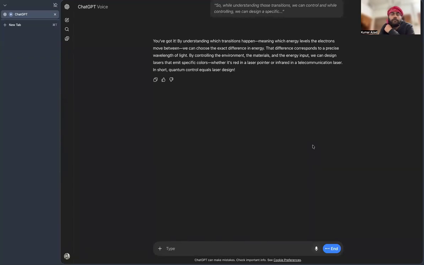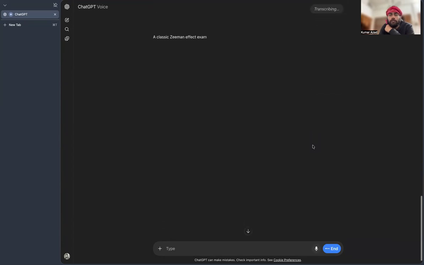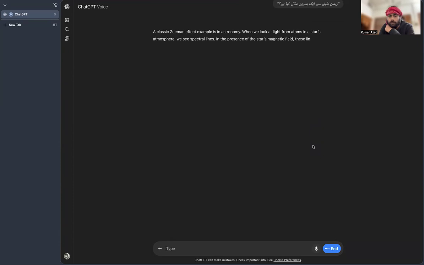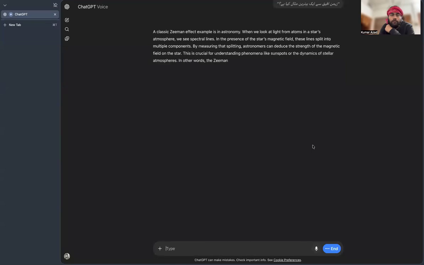Okay, what is one more important example from the Zeeman effect? A classic Zeeman effect example is in astronomy. When we look at light from atoms in a star's atmosphere, we see spectral lines. In the presence of the star's magnetic field, these lines split into multiple components. By measuring that splitting, astronomers can deduce the strength of the magnetic field on the star. This is crucial for understanding phenomena like sunspots or the dynamics of stellar atmospheres. In other words, the Zeeman effect lets us read cosmic magnetic fields.